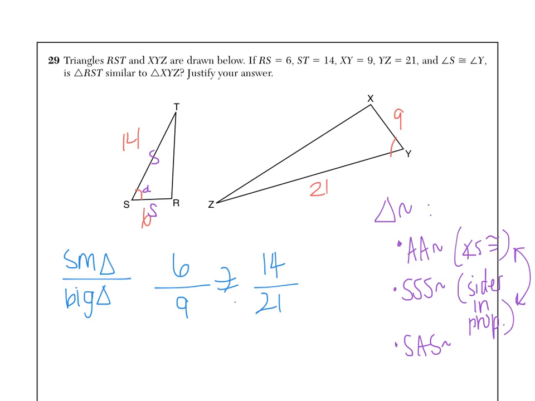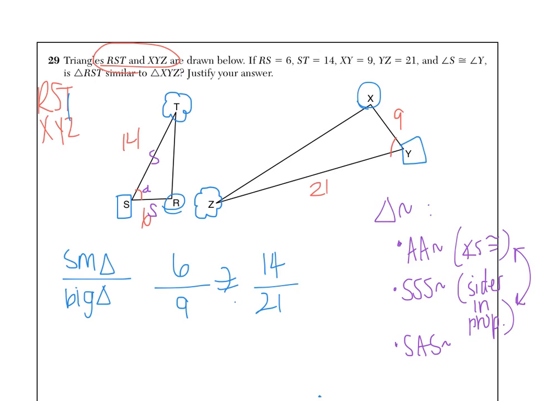And if you're not sure how I got that, I'm thinking about this statement up here, RST and XYZ. So RST maps to XYZ, which means that if I put a circle around R, I should put a circle around X. If I put a square around S, I should put a square around Y. If I put a cloud around T, I should put a cloud around Z, because again, corresponding parts match up. So here, when I cross multiply, we end up with 126 and 126.